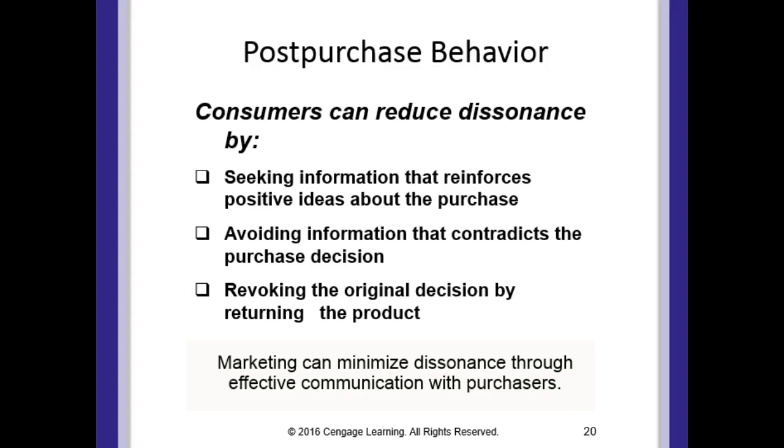The way that you can try to reduce that inner tension or turmoil is by these three things right here. Seeking information that reinforces positive ideas about your purchase, just focusing on the positives. Avoiding information that contradicts the purchase decision, so avoiding anything that goes against what you bought and why you bought it. And finally, if there is dissonance and you just can't get rid of it and it's been bothering you so much, you can always return the product. Right? Those are the ways that you can remove or at least reduce dissonance with your post-purchase behavior.